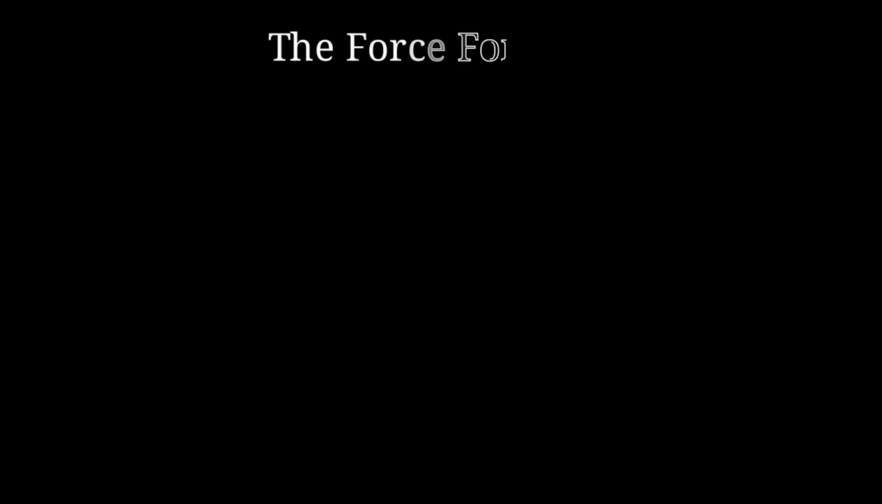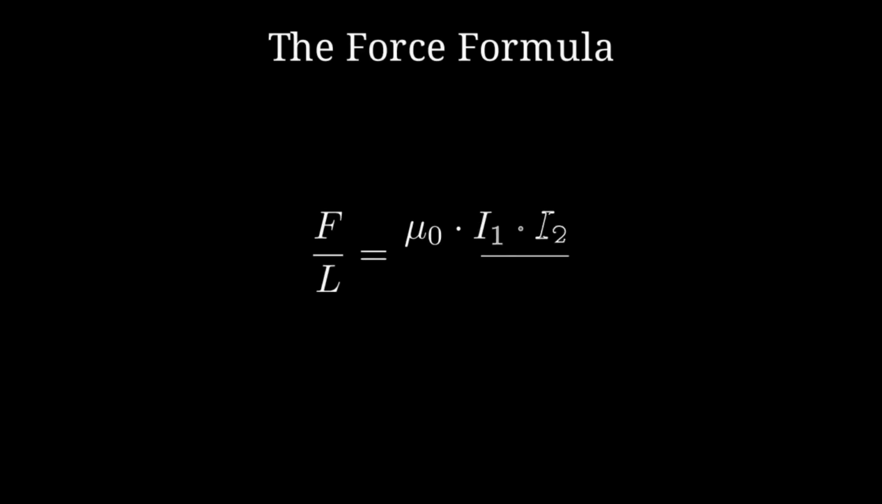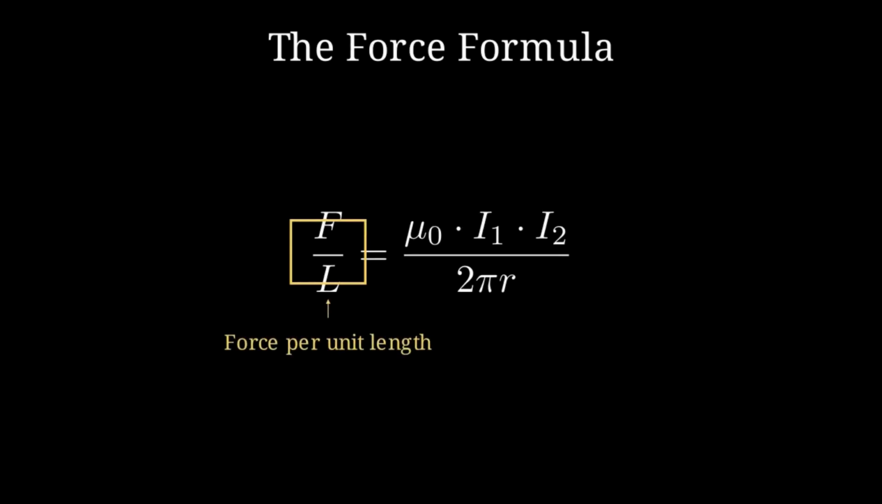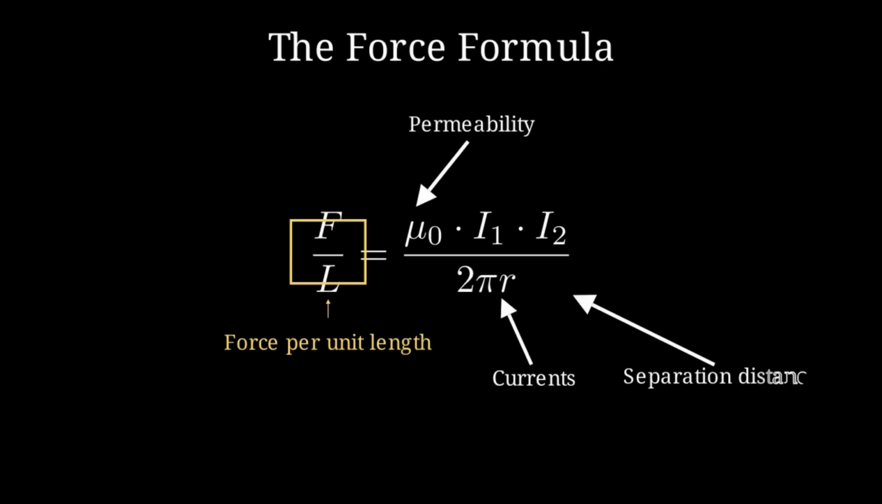We quantify this interaction using the force per unit length formula. The force depends directly on the product of the two currents and inversely on the distance between them. The constant μ0 represents the magnetic permeability of a vacuum.